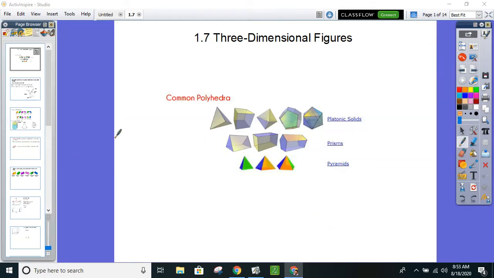Today we're talking about three-dimensional figures. Three-dimensional, so we're talking about length, width, and depth. Three-dimensional figures are what we call common polyhedra. Polyhedra is just a fancy word for a shape that has multiple planes, multiple surfaces. We have what are called platonic solids, our prisms, and our pyramids. We're going to go through all of those, sort of, to a point.